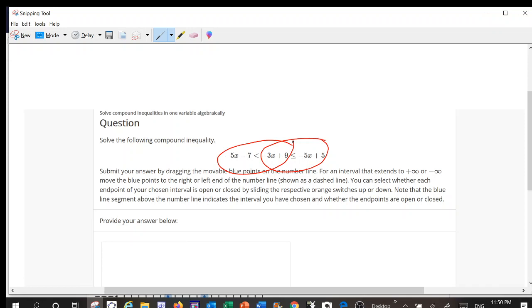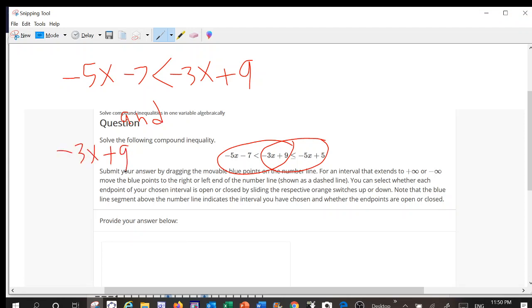So that means we have negative 5x minus 7 is less than negative 3x plus 9, and then that one, negative 3x plus 9 has to be what? Less than or equal to negative 5x plus 5, right? All right, now we have to solve these separately and then see what they have in common.